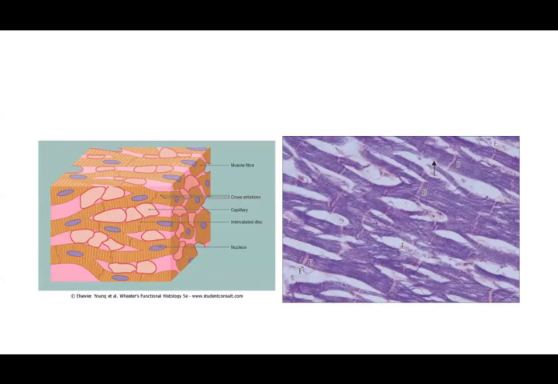These cells are connected to each other by gap junctions, which are called intercalated discs. You see these lines as pinkish. Once the impulse starts from one end, it is going to travel through all these fibers via these intercalated junctions.